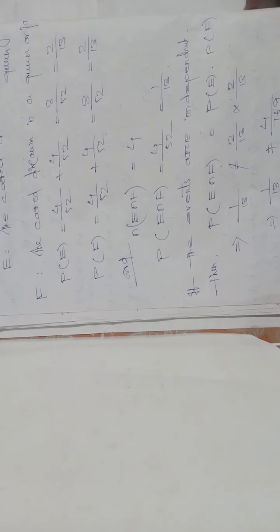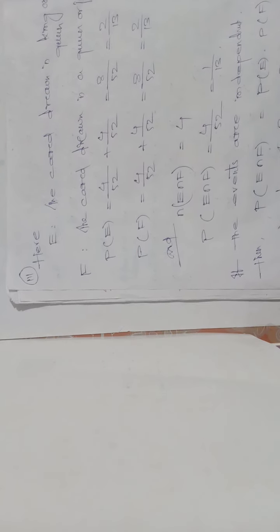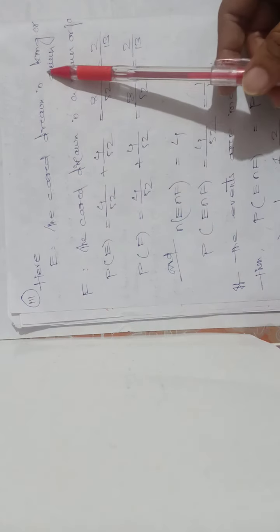Third question is, given that E is the event that the card drawn is a king or queen, and F is the event that the card drawn is a queen or jack. When the card drawn is a king or queen, the probability will be 4 kings, so 4/52, plus 4 queens, so 4/52. It is 8/52, which is 2/13. Similarly, for F, P(F) will be 4 queens, 4/52, plus 4 jacks, 4/52. So total 8/52, which is 2/13.